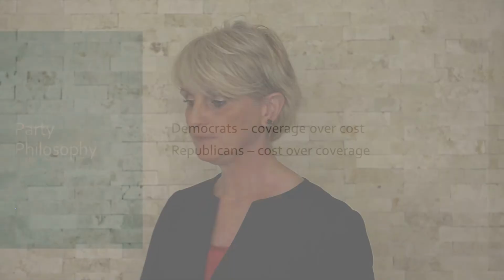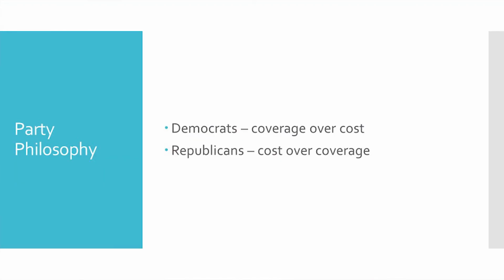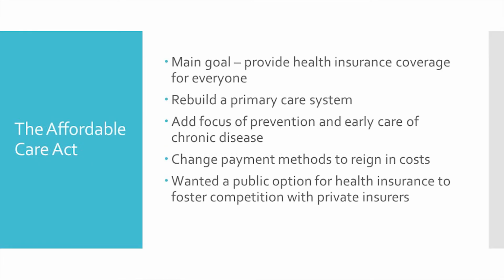So let's get started. First, I want to cover party philosophy. In general, the Democrats have wanted to expand coverage and cost was secondary. The Republicans have wanted to control costs at the expense of not providing coverage that everybody may want or need. So with the Affordable Care Act, the main goal was to provide health insurance coverage for everyone.